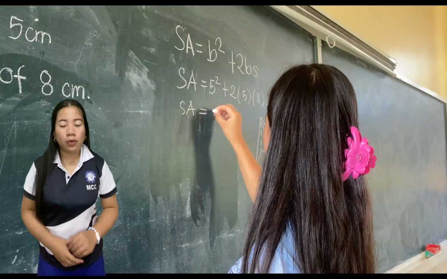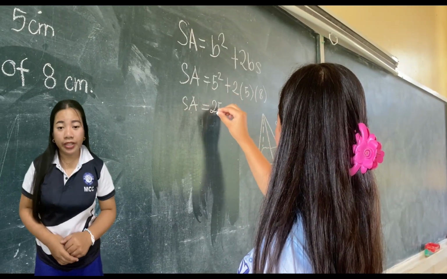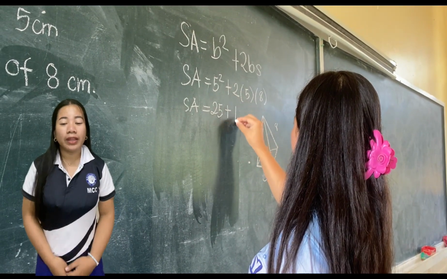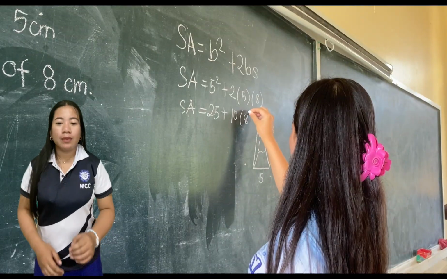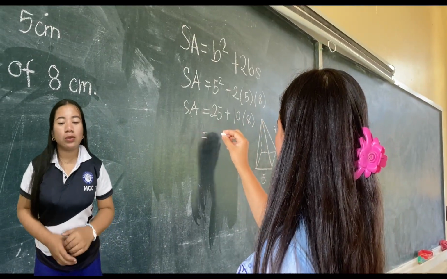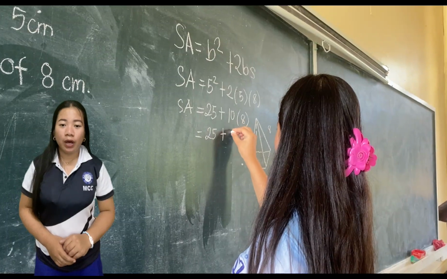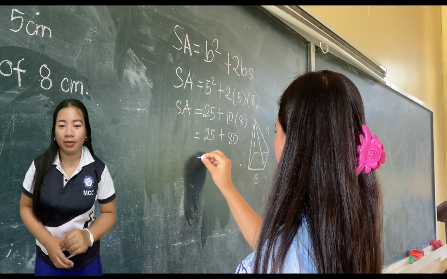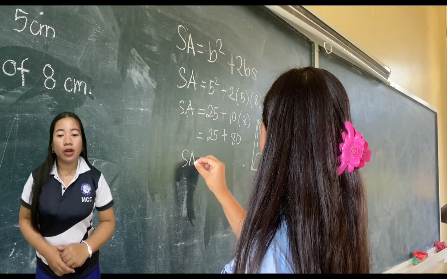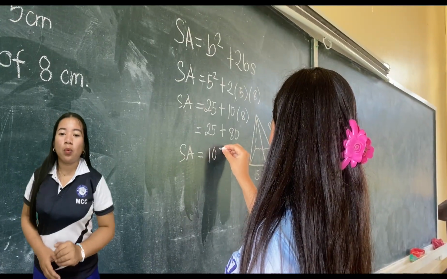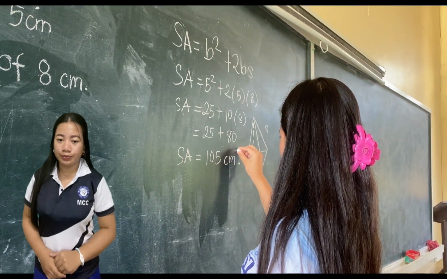Surface area equals 25 cm squared plus 1/2 times 20 cm times 8 cm, which equals 25 cm squared plus 80 cm squared, and we got 105 cm squared. So, the surface area of the pyramid is 105 cm squared.